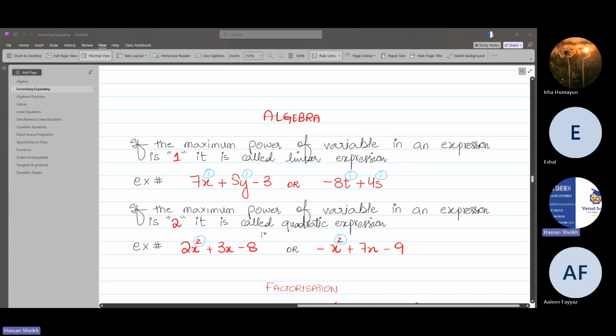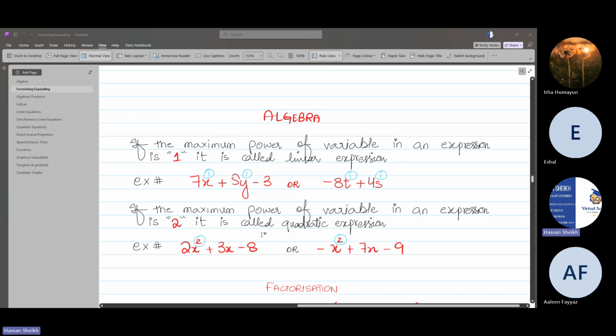So remember that if the maximum power of the variable in an equation is 1, we call it a linear expression or a linear equation. If there is an equality sign, obviously, it will be a linear equation. And if there is no equality sign, we call it a linear expression. And if the maximum power of the variable is 2, that equation or expression is called a quadratic expression or quadratic equation.